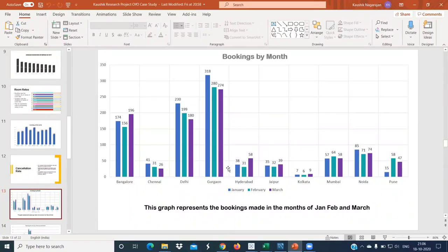We can see that Gurgaon has the highest number of bookings and Calcutta has the least. Talking about month-wise, we can conclude that March observes slightly higher number of bookings in most of the cities, in Bangalore, in Hyderabad, in Jaipur and in Calcutta, Mumbai and Noida and Pune also, while in Gurgaon, Delhi and Chennai, January saw the highest number of bookings.